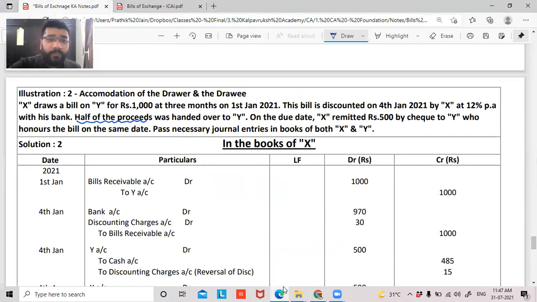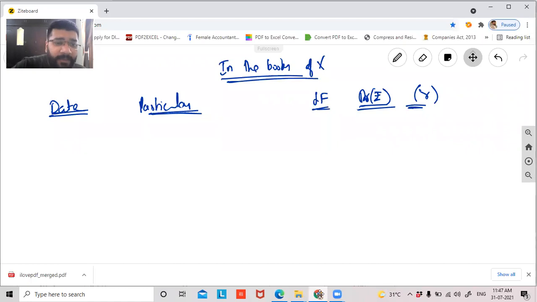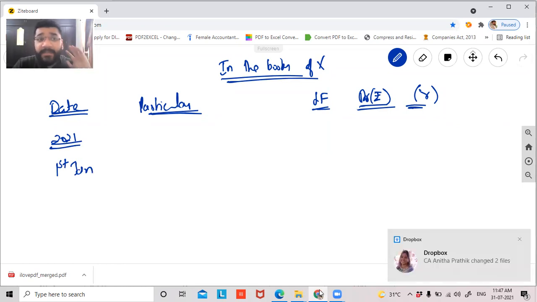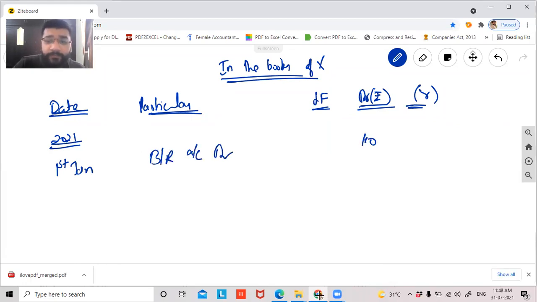Yes, sir. On the 1st of January 2021, the bill is getting accepted. X is getting bills receivable. Bills receivable is coming inside the business. So can I say bills receivable account debit 1000? Tell me, guys, yes or no?